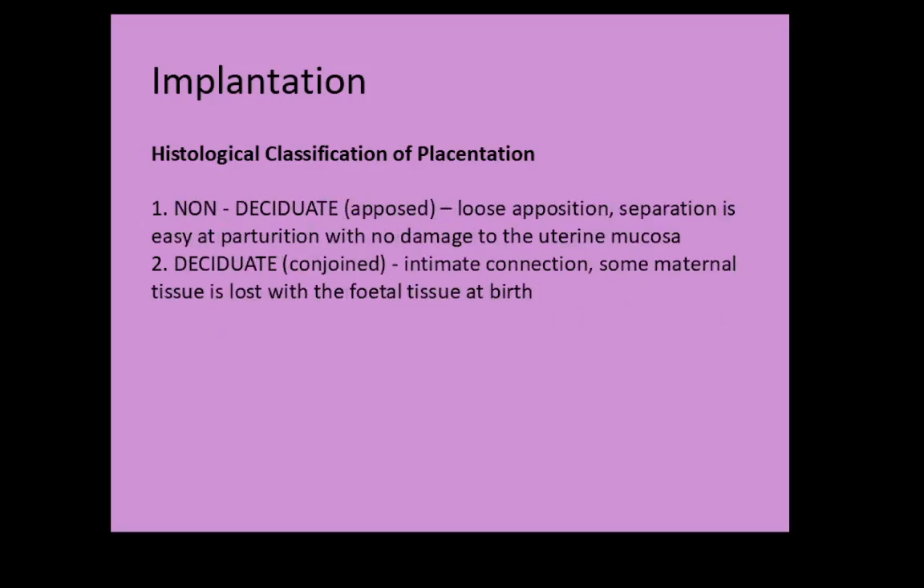Okay, so more classes of placentas. We have the non-deciduate or opposed. There is loose apposition. Separation is easy during the time of parturition with no damage to the uterine mucosa. For deciduate or conjoined, there is an intimate connection. Some maternal tissue is lost with the fetal tissue during birth.